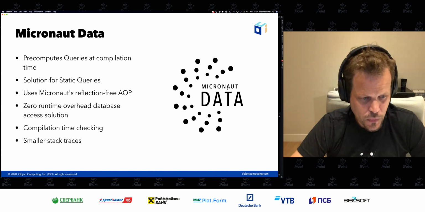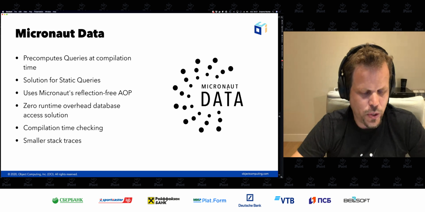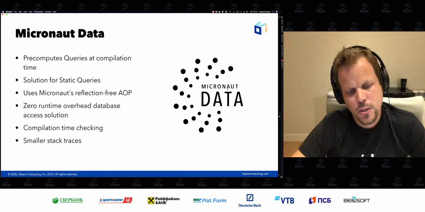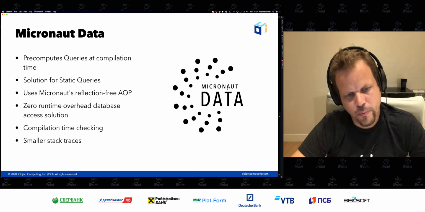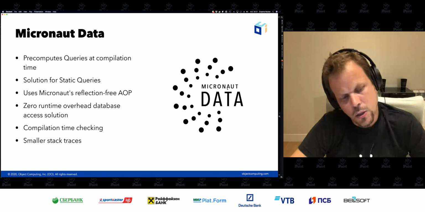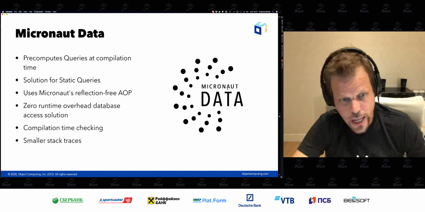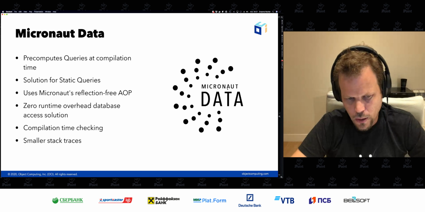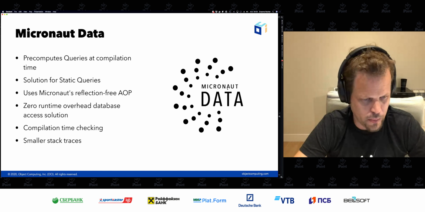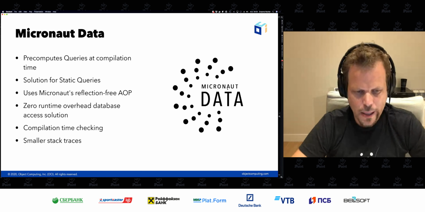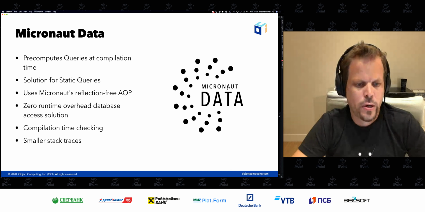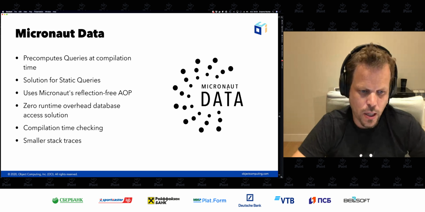So that pre-computation allows us to really optimize the pipeline of executing your queries. And it also allows some other real benefits in terms of productivity. One of the benefits is, if you define a query method like find by name or something, and you make a typo or misspell the name of the method, instead of failing at runtime with a horrible and confusing error, we're able to fail that at compilation time.